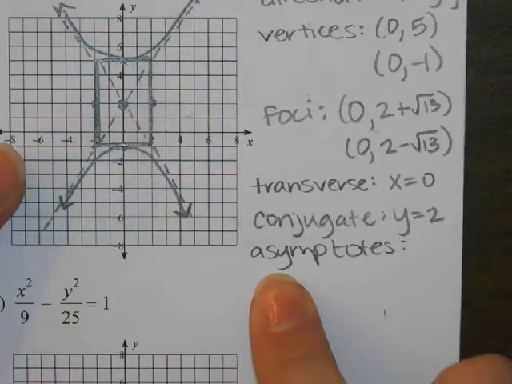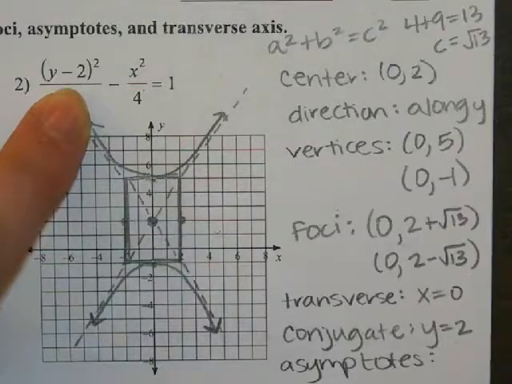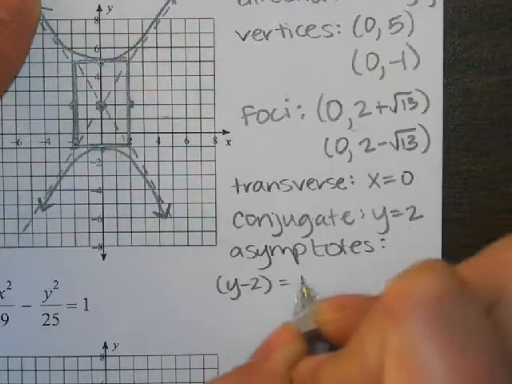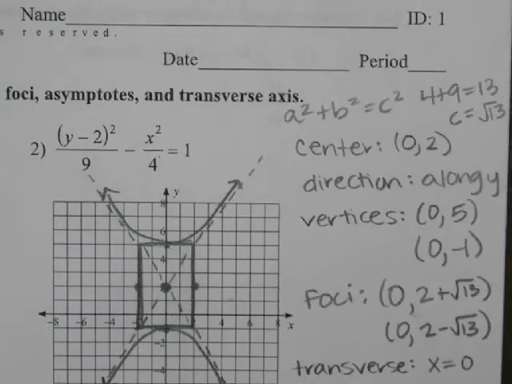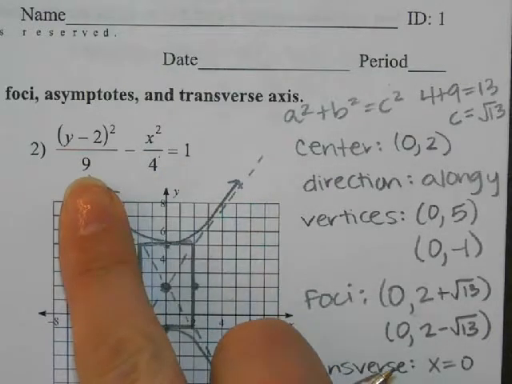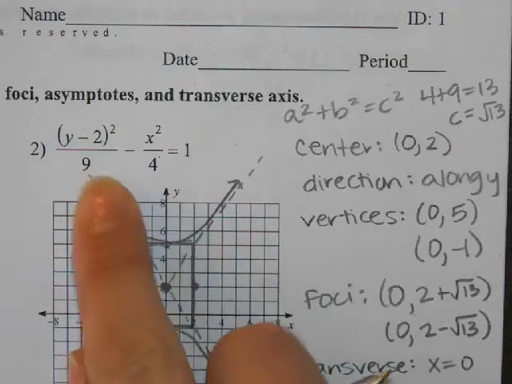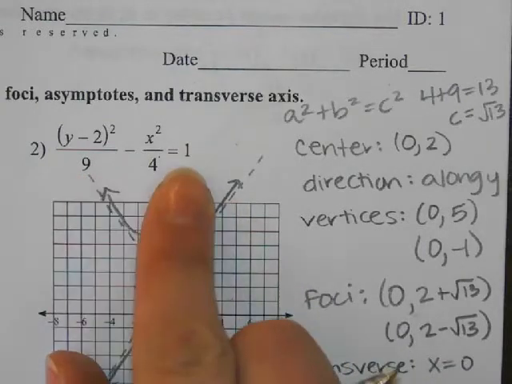All right. The asymptotes are, what do we write? y minus 2 equals plus or minus b over a. It's not 9 over 4, that's b squared over a squared. It's 3 over 2. Do you see how easy it would be to mess that up? This is b squared. This is a squared. And we have to do b over a, so it would be 3 over 2.